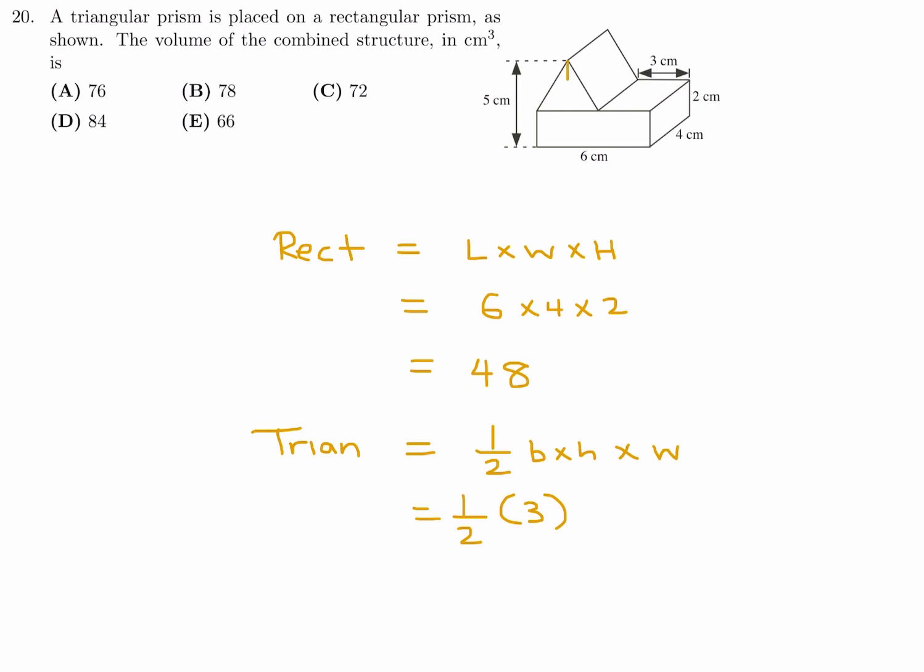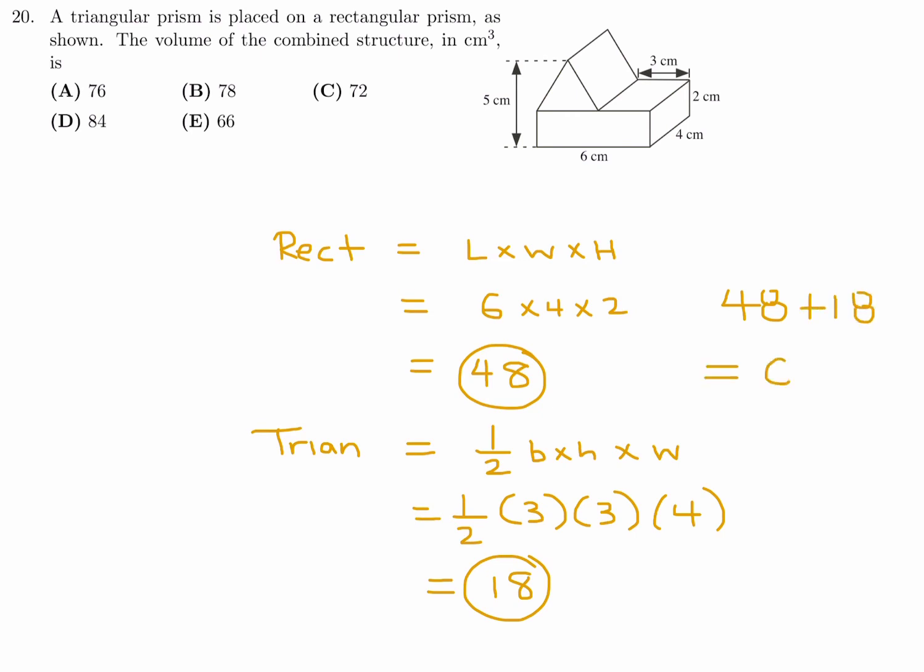The height, which is from top to bottom, they don't give us, but they tell me that this whole thing is 5 and that this is 2. So this height must be 5 minus 2, which is, again, 3. And then the width from there to there is the same as the width from there to there. So that's 4. So we've got 9 times 4 over 2, so it's 9 times 2, which is 18. And now we've got to add them both up. And when you do, you get 48 plus 18, and that is equal to 66. So number 20, the answer is E.